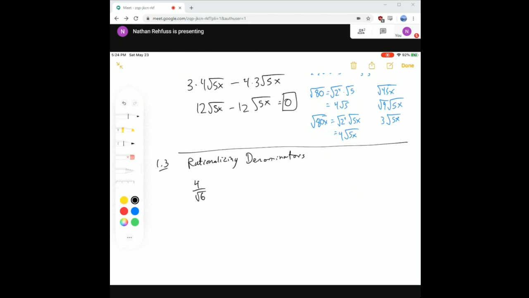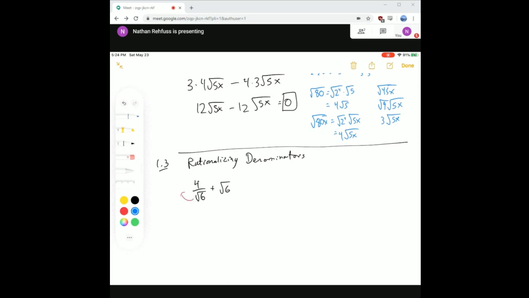So let's say I had 4 over root 6, and I wanted to simplify that somehow. What if I had 4 over root 6 plus root 6? What if this was my expression I was starting with? Can this be simplified? Yes, there's definitely an easier way to write this. I want to get this square root out of the denominator somehow, and here's how I'm going to do that.